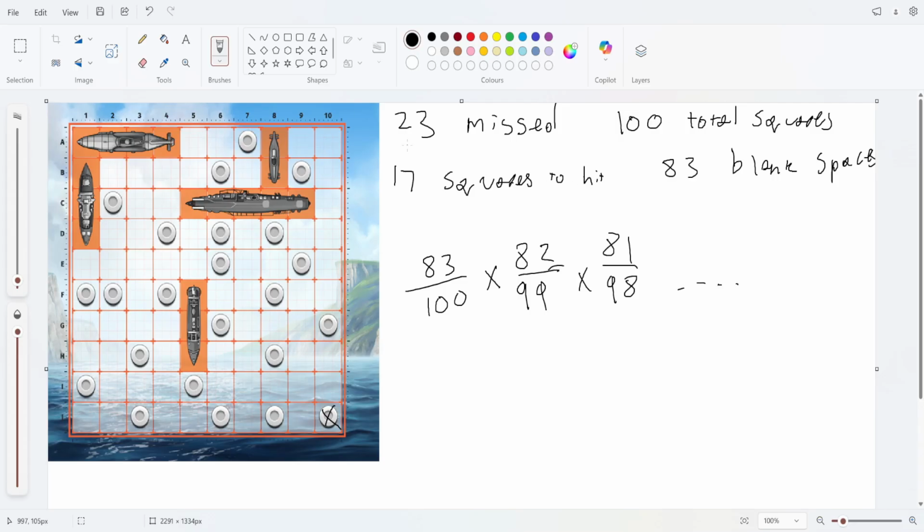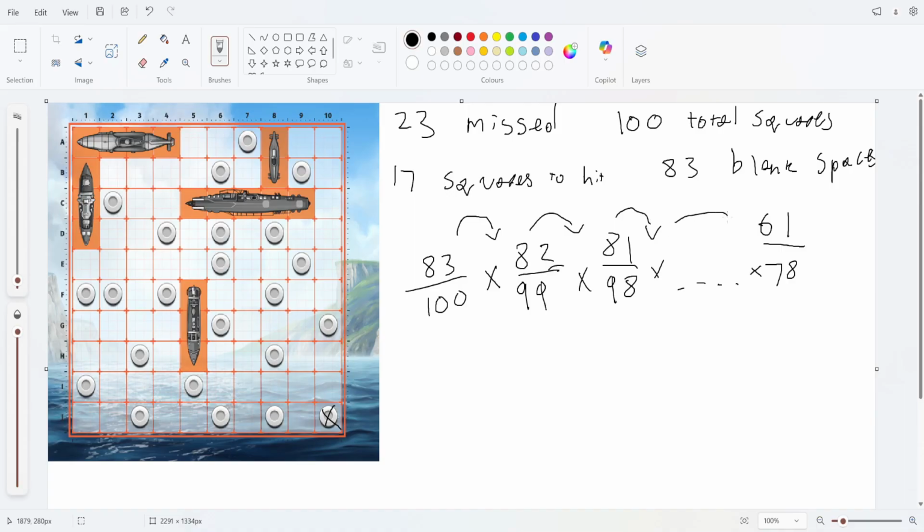And because there's 23 missed spaces, I'm going to take away 22 from the starting value here, because the starting value I take away 0, which counts as a value. So I'm going to do 83 minus 22, which is 61, and then I'm going to do 100 minus 22, which is 78.